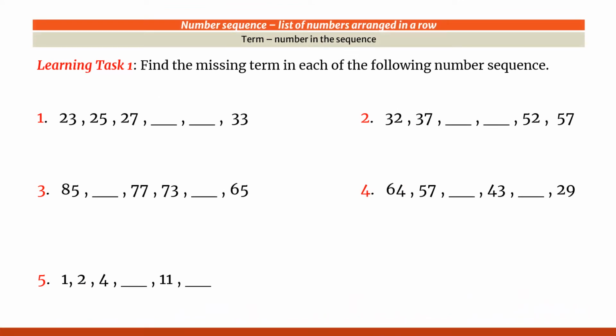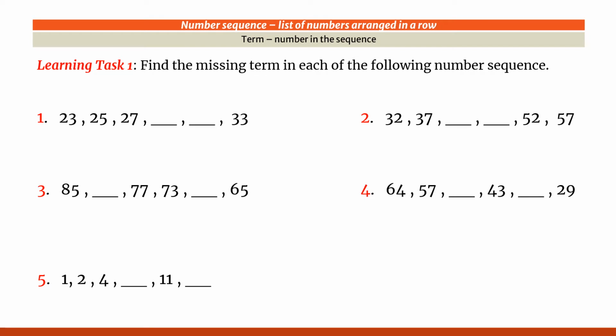What is a number sequence? When you say number sequence, it is a list of numbers arranged in a row. And each number given in a sequence is called term. So pag sinabing term, ito yung number or letter or symbols used in a sequence. Ang bawat isa ay considered as term.